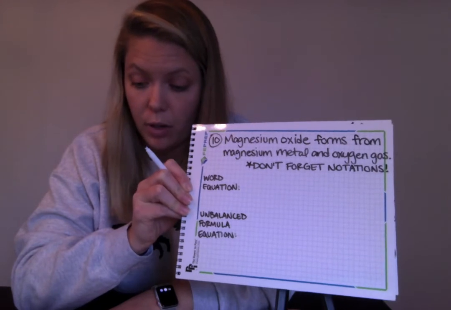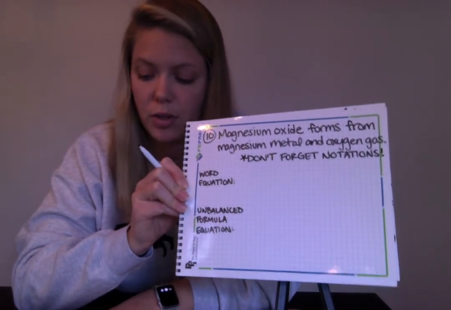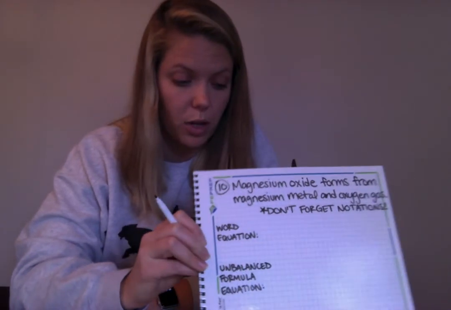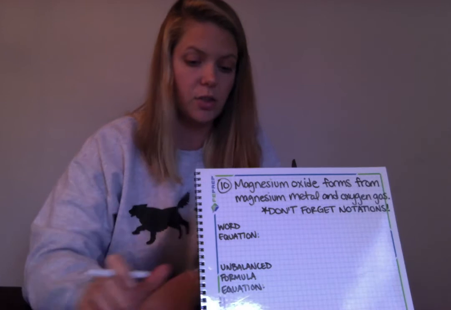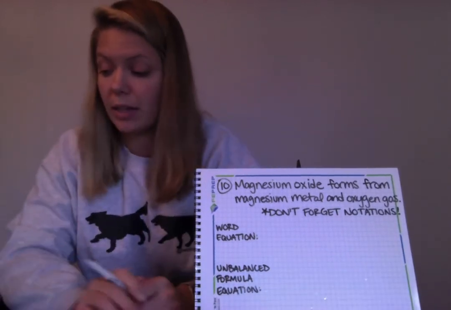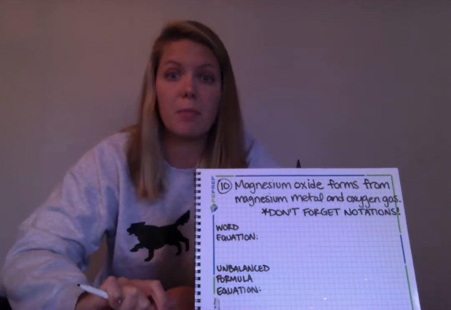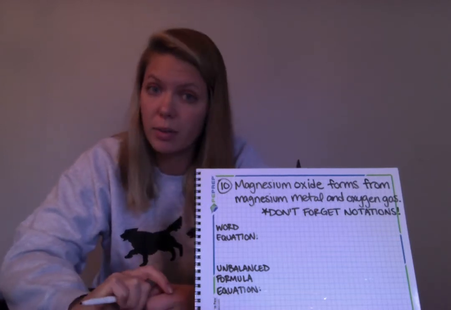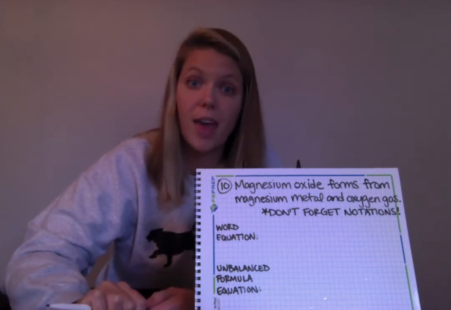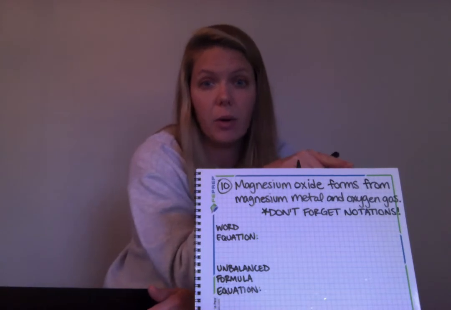All right, we're going to write the word equation and unbalanced formula equation. Don't forget your appropriate notations. So magnesium oxide, think about what magnesium oxide is. Magnesium oxide forms from. So does that mean it's going to be a product or a reactant? If it forms from some other stuff, that's our product, which means that's going to go on the right side of our arrow, okay?